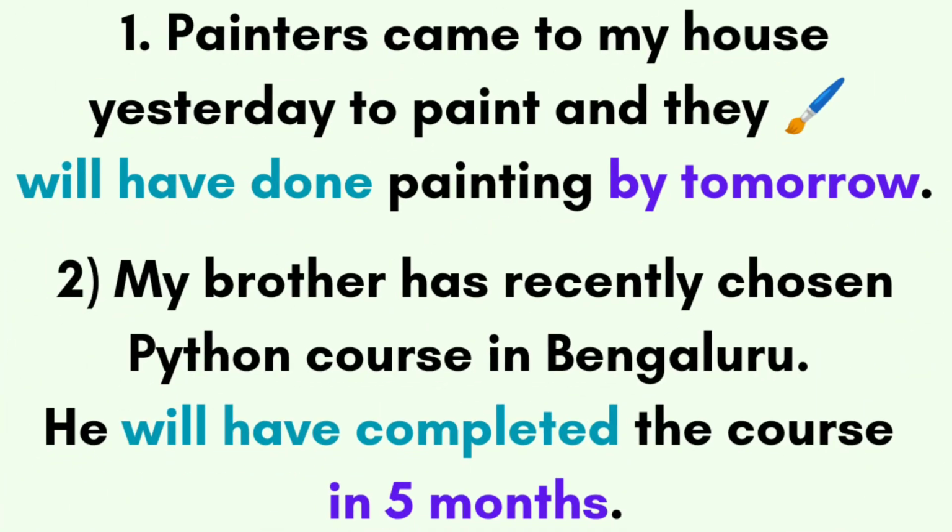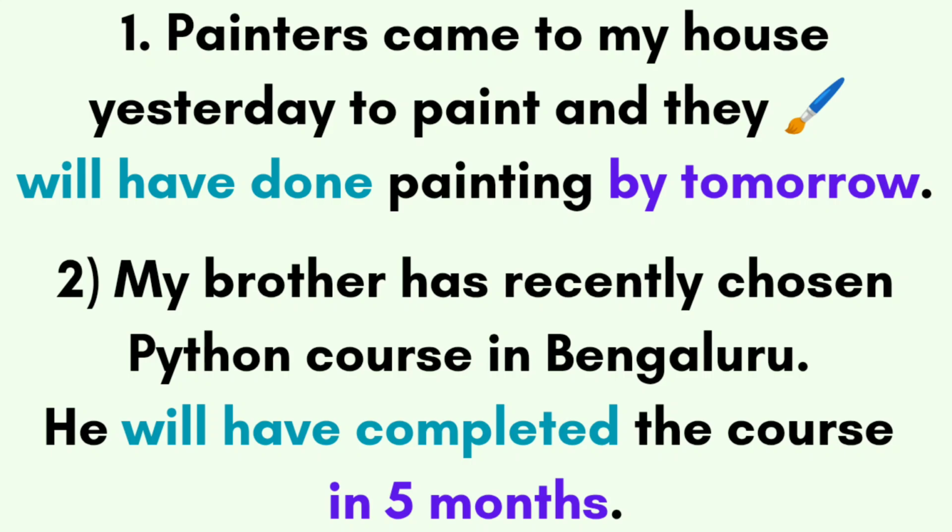See the first two examples. Painters came to my house yesterday to paint the house and they will have done painting by tomorrow. Here, where is the completed action? They will have done painting. That is the completed action in the future. Where is the specific time? By tomorrow is the specific time in the future. By tomorrow, painting the house will have been done by the painters. Okay, this is fine, right? We will see examples, no need to worry.